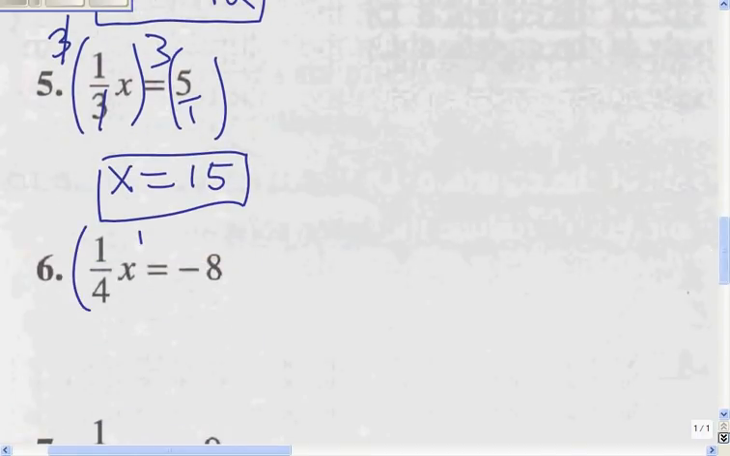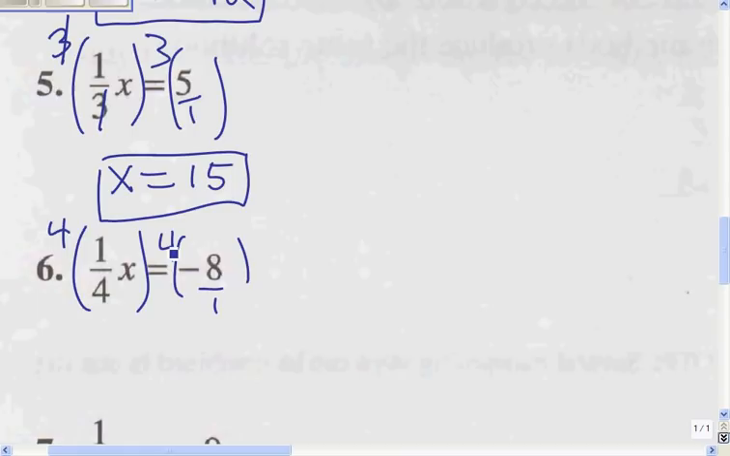Again here we've got something, we don't have a denominator, or the denominator is 1, so I know my common denominator is going to be 4, so I'll multiply both sides by 4. Here the 4 cancels out, and I'm left with 1x, and 1 times x is x. And on this side, I've got 4 times 8, which is negative 32.